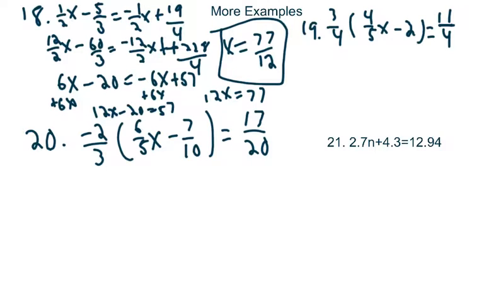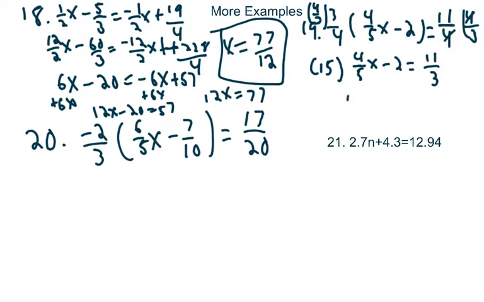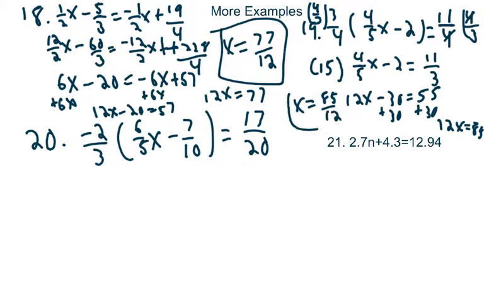Multiply both sides by 4 thirds. That'll be 4/5 x minus 2 equals 11 thirds, because that would cross multiply. Next, multiply everything by 15, and that'll be 12x minus 30 equals 55. Add both sides by 30. 12x equals 85. Final answer will be 85 over 12.